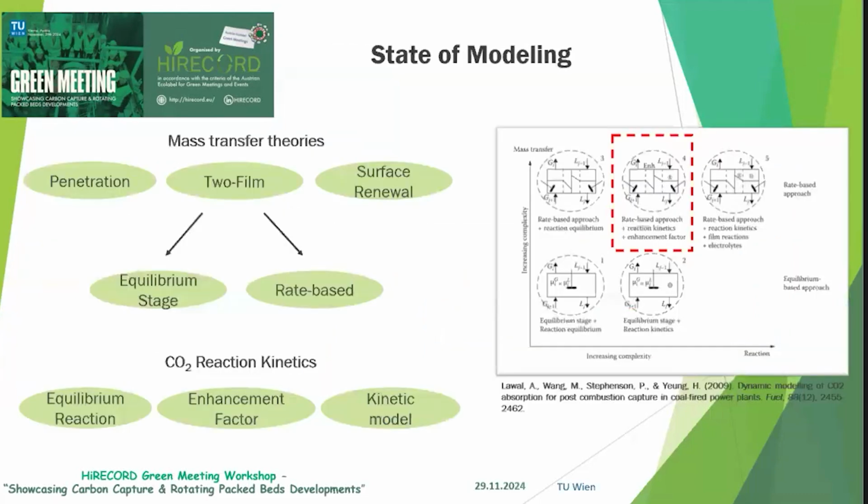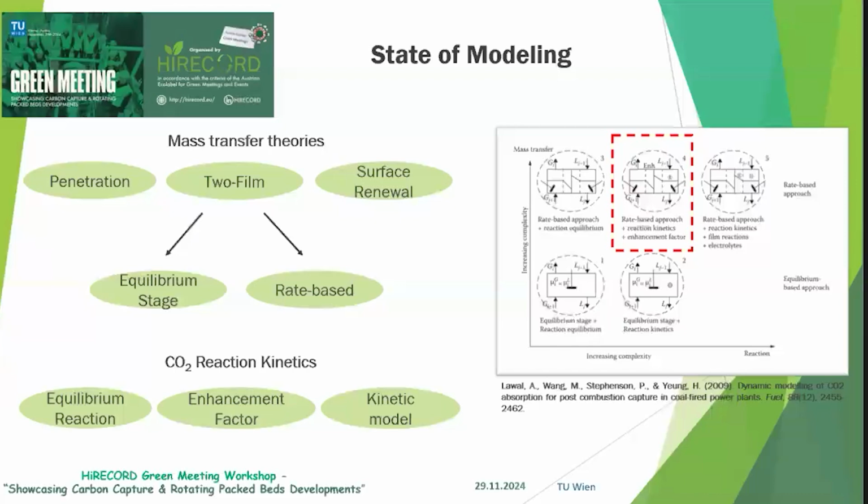We have to identify the state of modeling. We have to make a choice about the mass transfer approach combined with the reaction kinetics involved in the process. There are several mass transfer theories, for example the penetration theory, two-film theory, and the surface renewal theory. We chose the two-film theory because we can represent in detail the phenomena occurring inside the reactor. Each has limitations and benefits, so we made the choice for two-film theory.